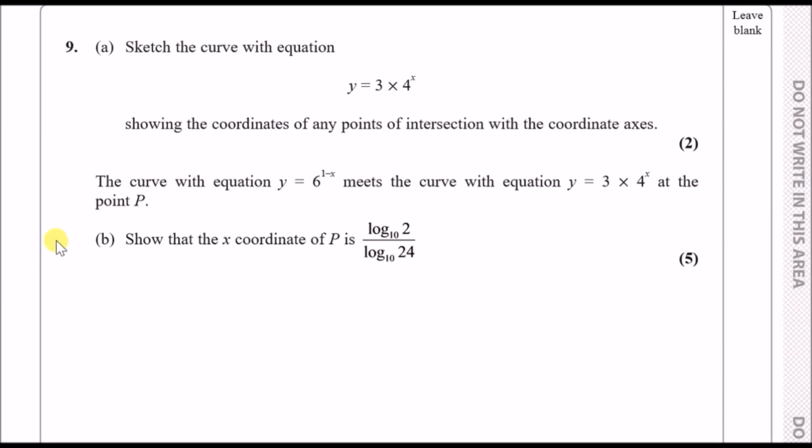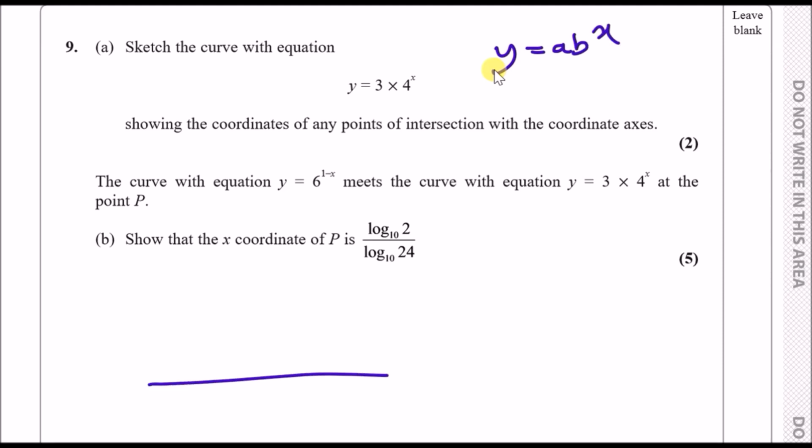Okay, part A. Sketch the curve of equation y equals 3 times 4 to the x, showing the coordinates of any points of intersection with the coordinate axes. Okay, so guys, this is literally your exponential or power graph. Now, exponential power graphs always take this form. It's always y equals a times b to the x, yeah? And the typical shape is always the same.